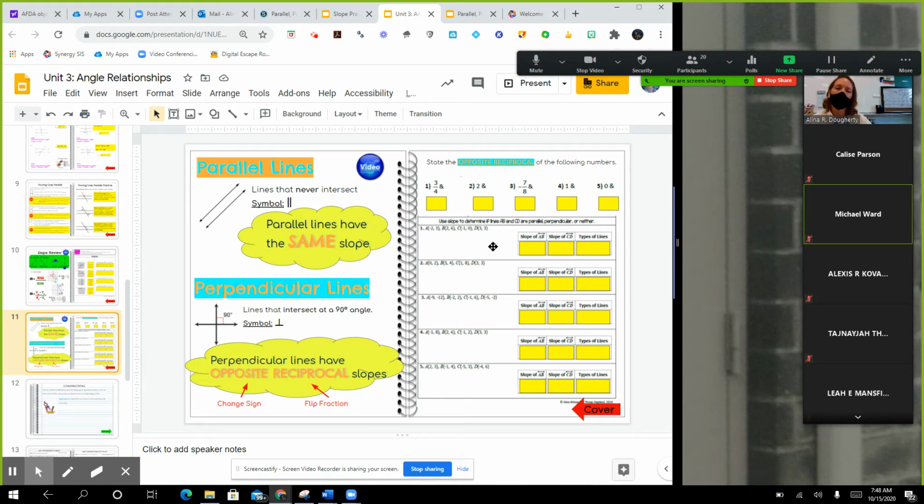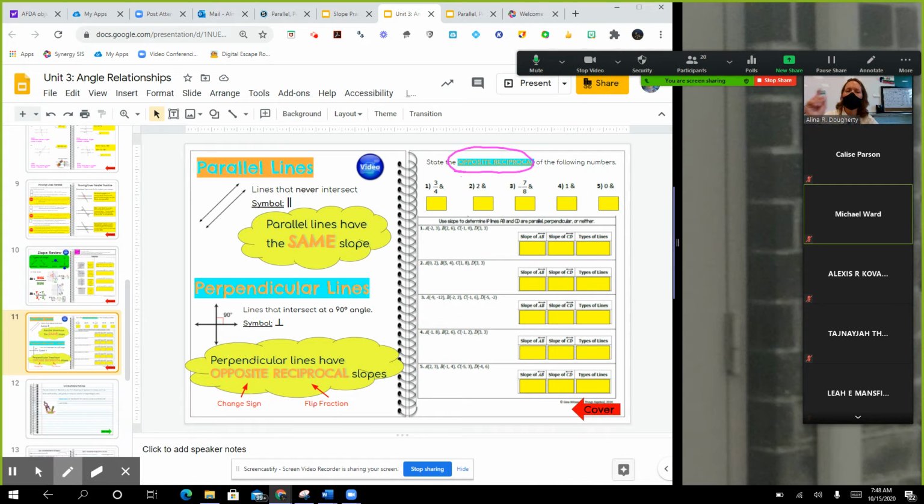Now I want to talk about parallel, perpendicular, and neither. So our task for today is to look at different lines, and sometimes you're going to be given lines and sometimes you're going to be given points, and figure out if they're parallel, perpendicular, or neither. So the first thing we need to do is make our slopes the opposite reciprocal.